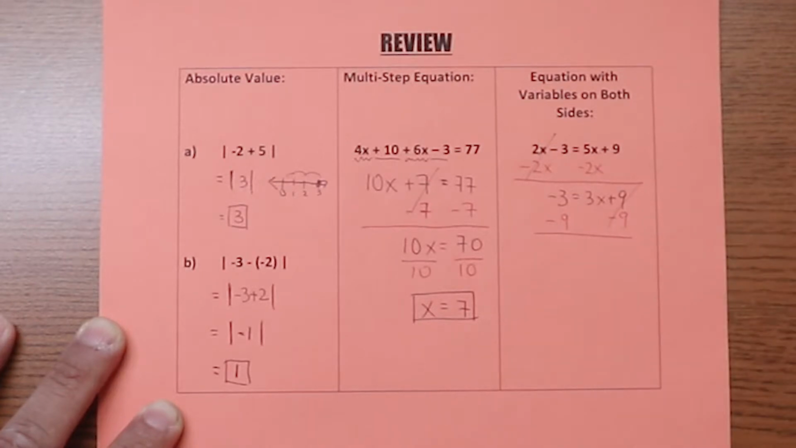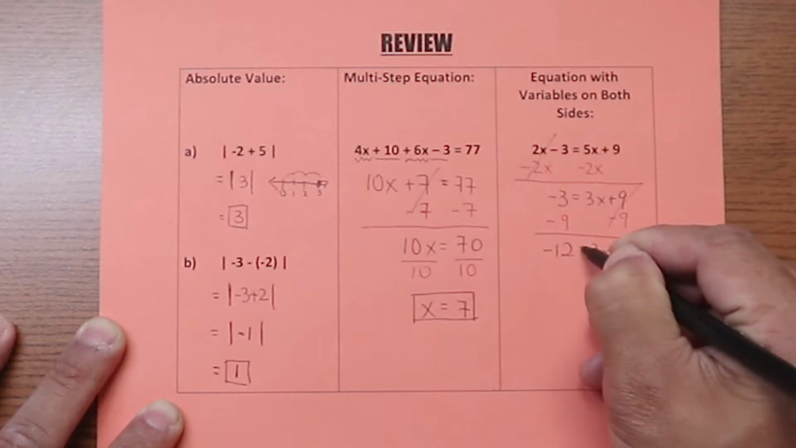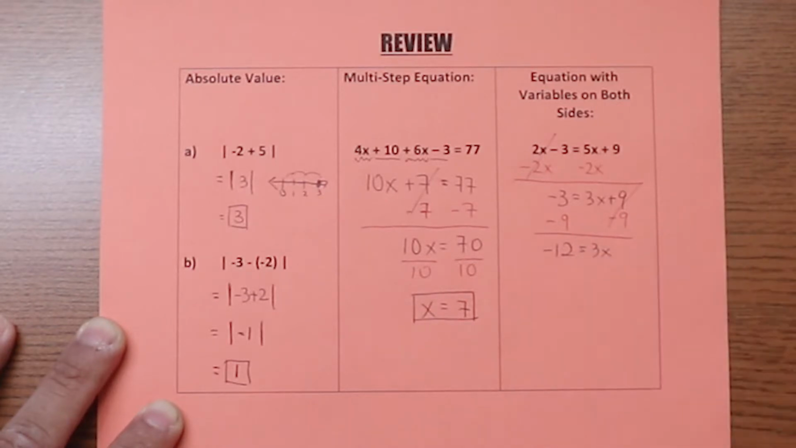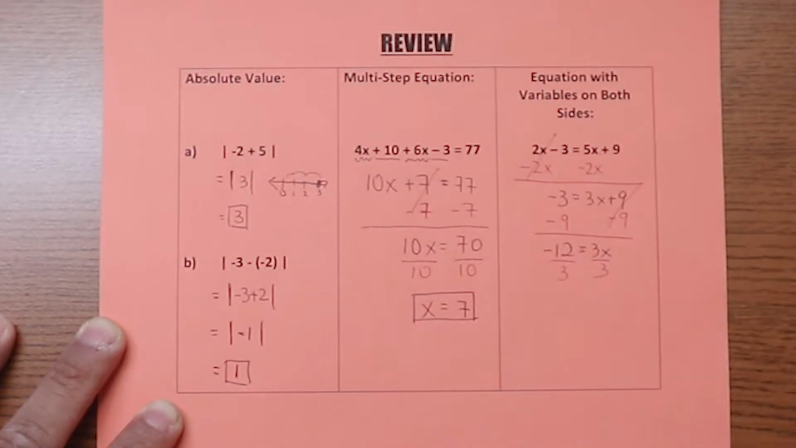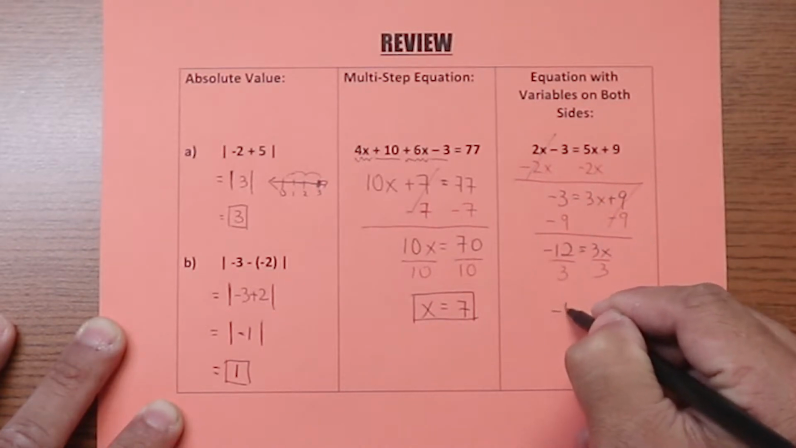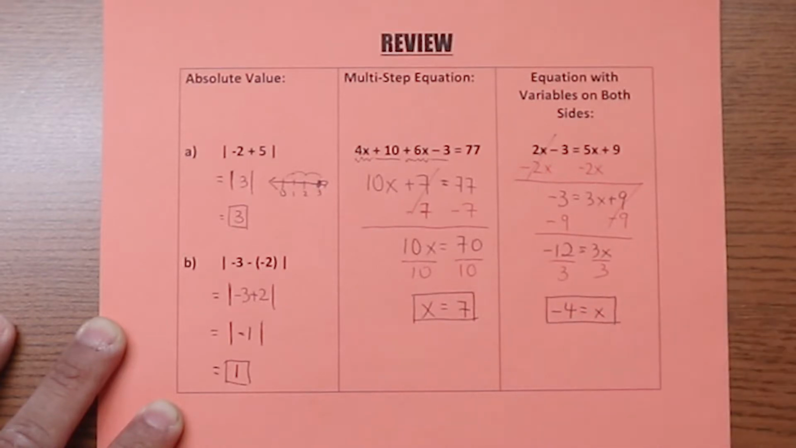So the +9 and -9 cancel, and you're left with -12 is equal to 3x. And then at the end, 3 times what number is -12? So you divide both sides by 3 to find out what that number is. So -12 divided by 3 is -4. So -4 equals x. So that means the answer is -4.